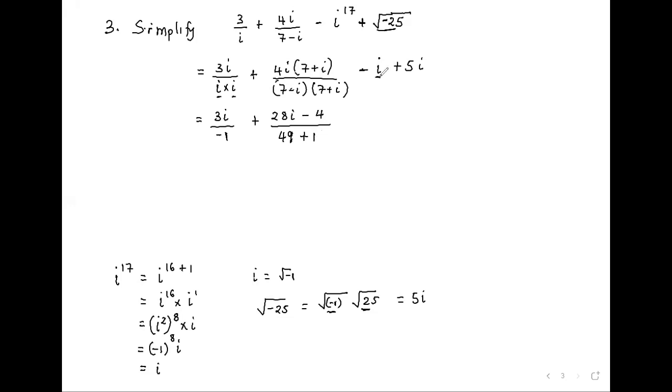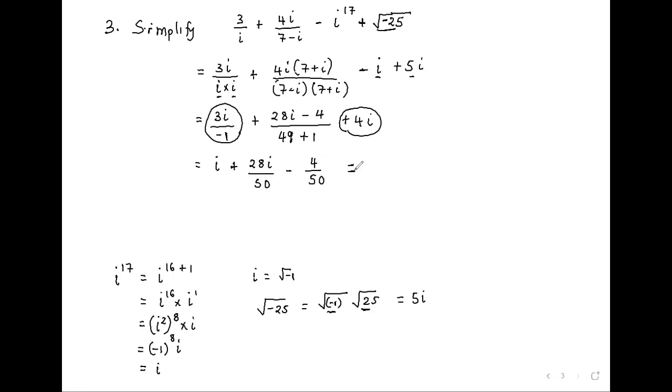And then here we can add now. So we'll have a plus 4i. From there, we now get minus 3i, so minus 3i plus 4i will remain with 1i. And then plus, let's separate here, 28i over 50 minus 4 over 50.